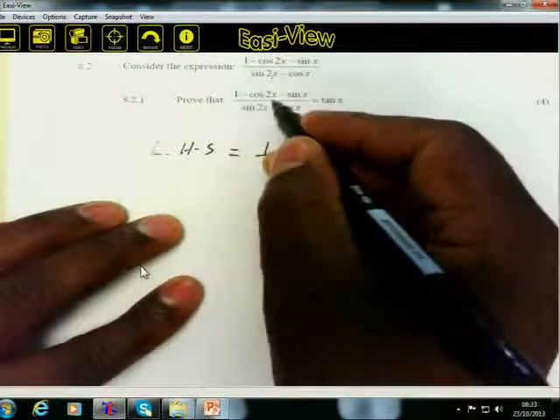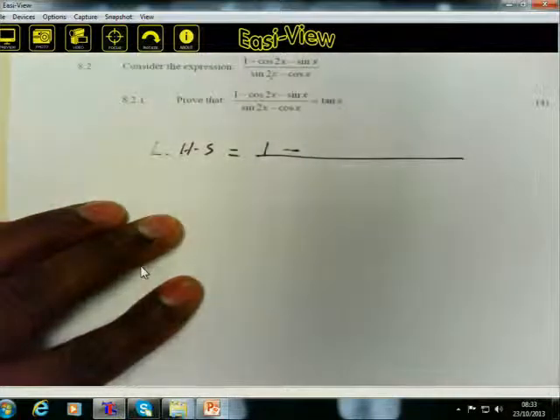You've got 1, here is 1, minus, here is minus. Now we've got the double angle, cos 2x. Remember, cos 2x can be changed in 3 different ways. Cos 2x can be equated to cos squared x minus sin squared x. Or cos 2x can be expressed as 2 cos squared x minus 1. Or it can also be expressed as 1 minus 2 sin squared x. So which one will be more appropriate in this case? You ask yourself that question.